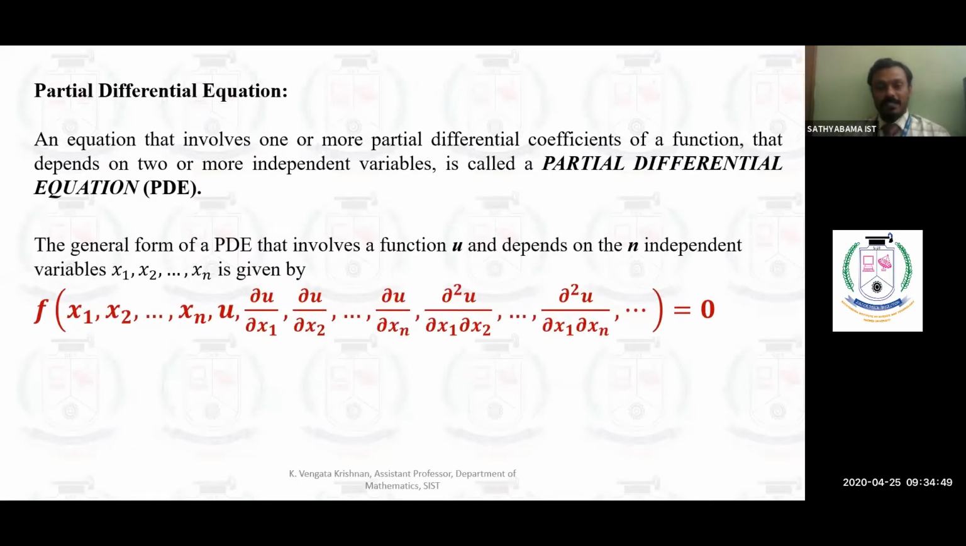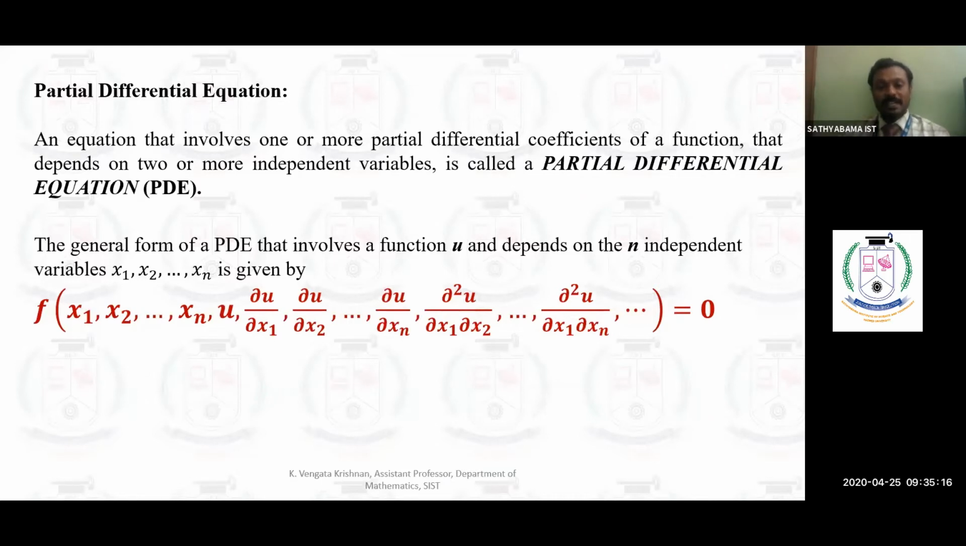Now we can see the general form of a partial differential equation. This general form involves all the independent variables. So any partial differential equation will involve all the independent variables x1, x2, ..., xn, the function u, and their partial derivatives, second order, third order, higher order partial derivatives. This is the general form of a partial differential equation.